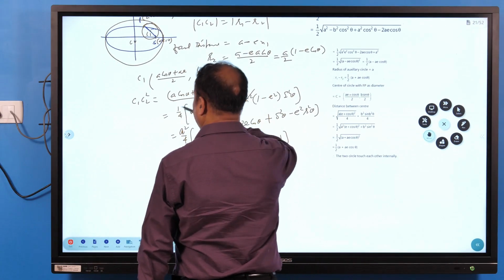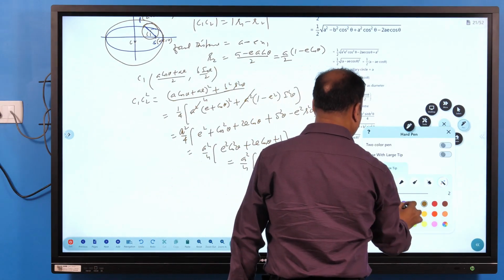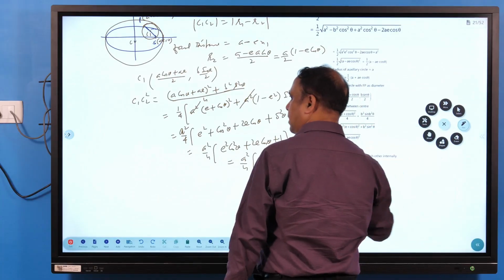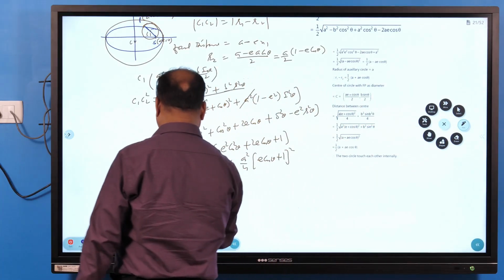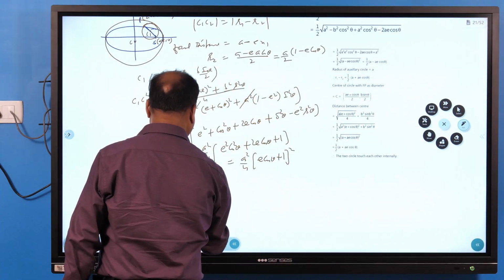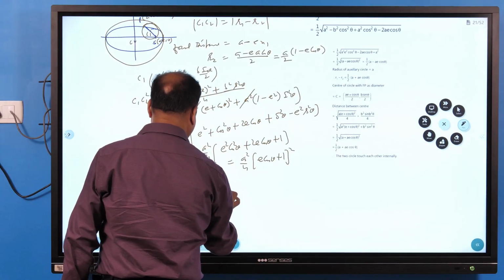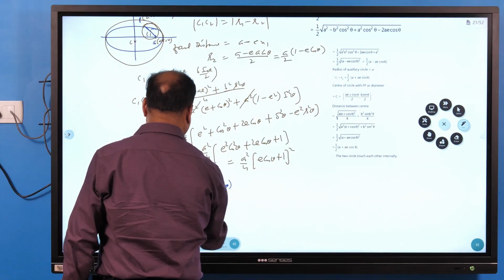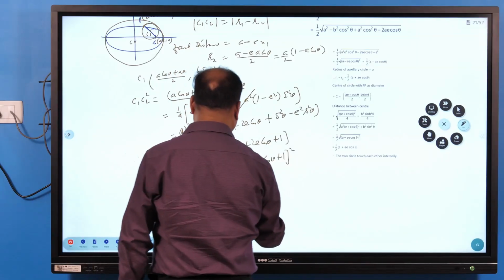So this will give C1C2. C1C2 is how much from here? I will get C1C2 equal to A upon 2 into 1 plus E cos theta. This is C1C2. Let us consider this as 1.